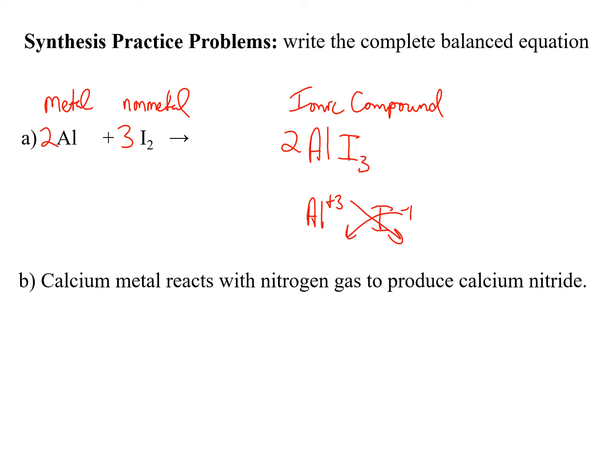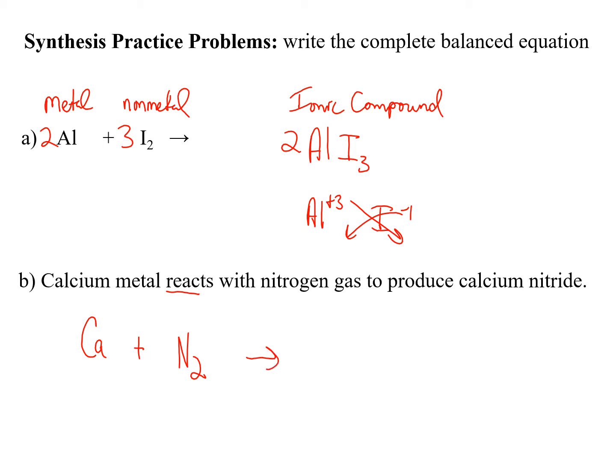Right, now for a word problem. Calcium metal, that's the elemental form. Calcium, no ions. That has a charge of 0. All elements have a charge of 0. Reacts with nitrogen gas. That's a diatomic. Anytime you see nitrogen gas, we're writing N2. So we have a metal and a nonmetal elements.